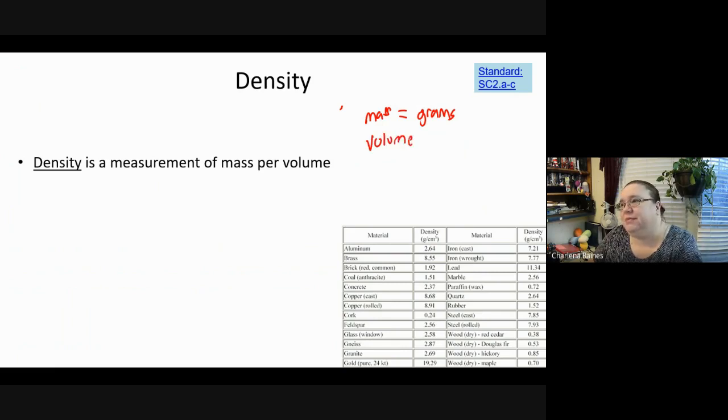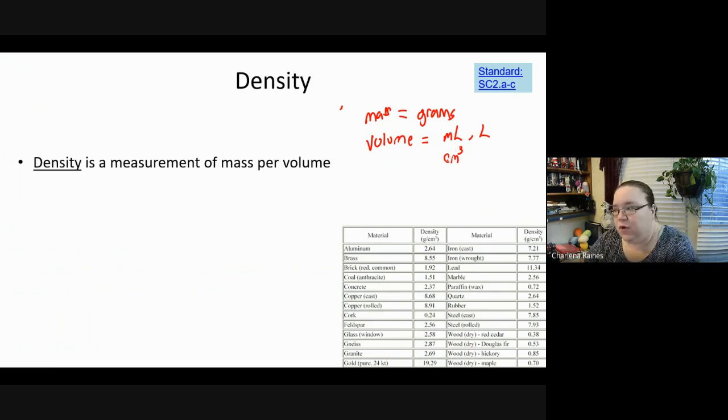Volume has two common measurements in chemistry. The first one is milliliters. We would use that for liquid volume. Milliliters or actual liters. Again, we don't tend to use liters too terribly often because it is a rather large volume. Another unit for volume that we will use in chemistry is centimeters cubed, or cm to the third power.